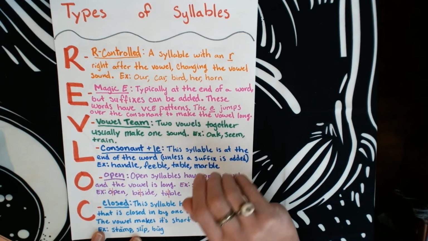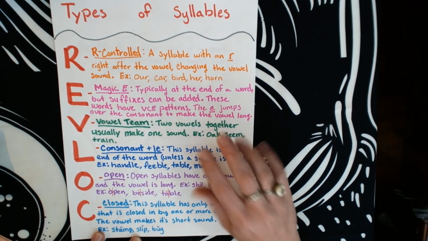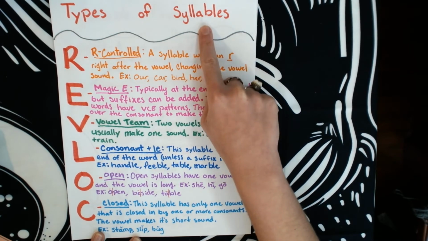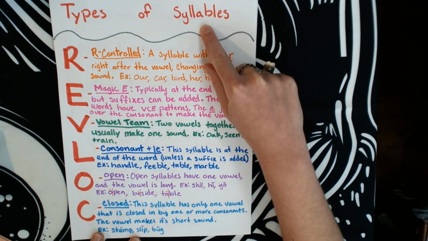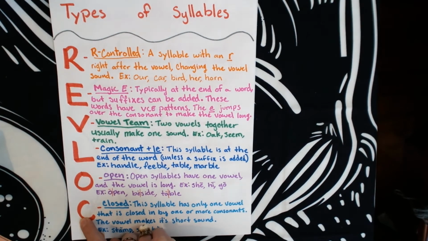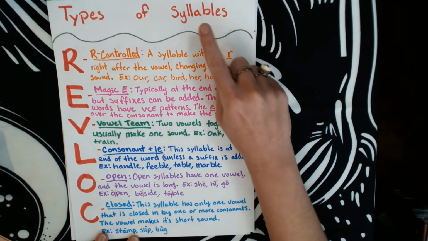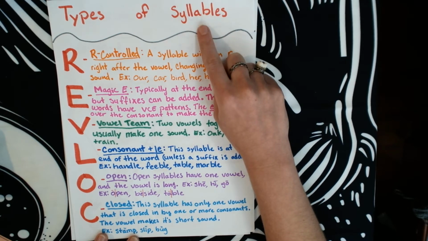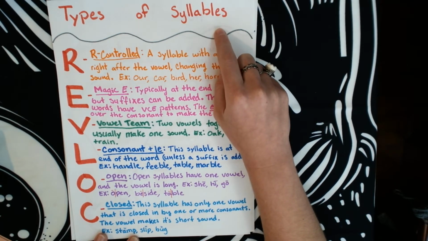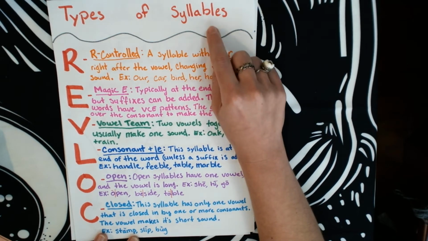And writers. Today we're going to do a really quick review of everything we've learned about syllables so far this year. Remember that we can have the acronym REVLOC to help us remember the 6 different types of syllables. I love talking about syllables. It's a great way to help us decode words for reading and then encode words for writing and spelling.